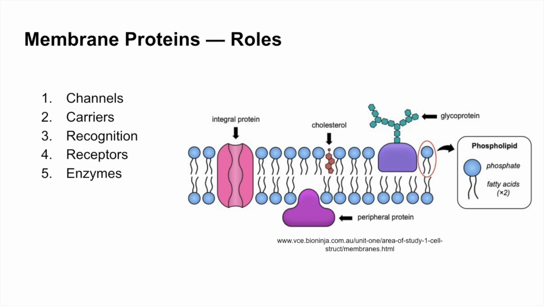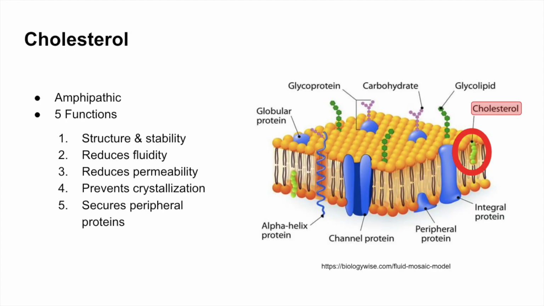Finally, the bilayer, in animal cell membranes only, has cholesterol. Because cholesterol is amphipathic, it is capable of inserting itself into the cell membranes by interacting with the phospholipids. There are 5 major functions of cholesterol. It maintains structure and stability, reduces fluidity, reduces permeability of the membrane to some solutes, it prevents crystallization of the membrane, and it secures peripheral proteins.